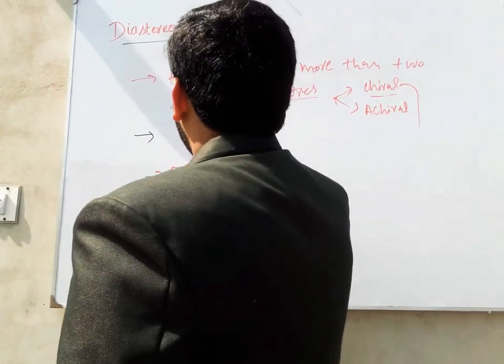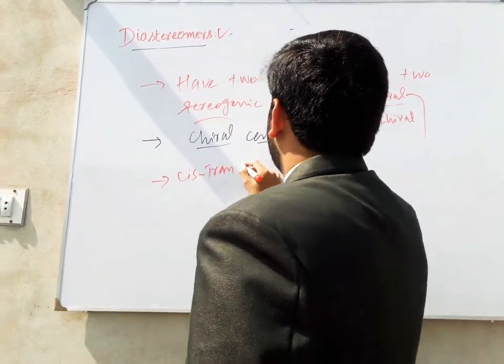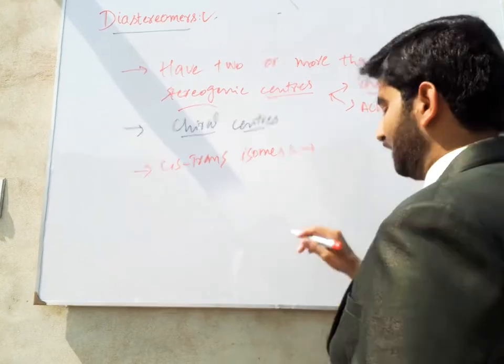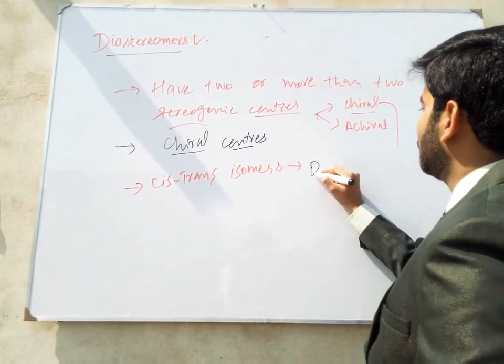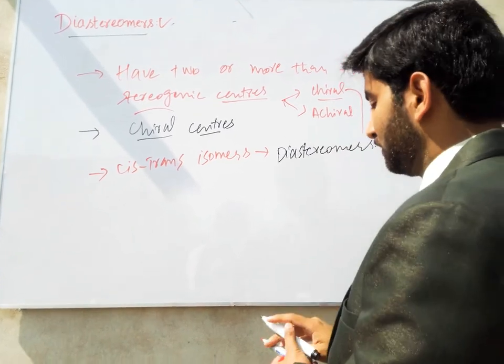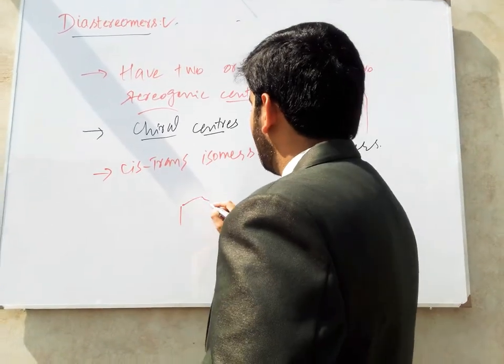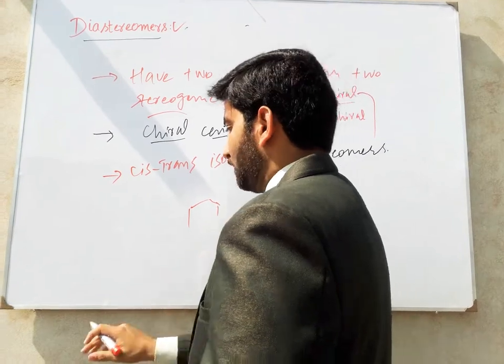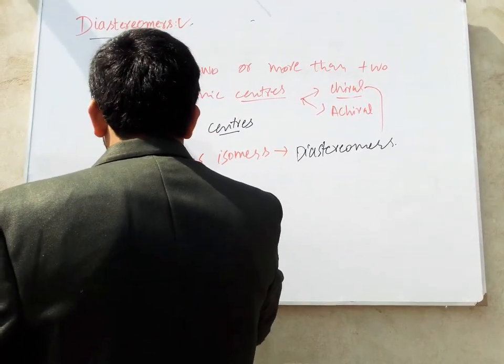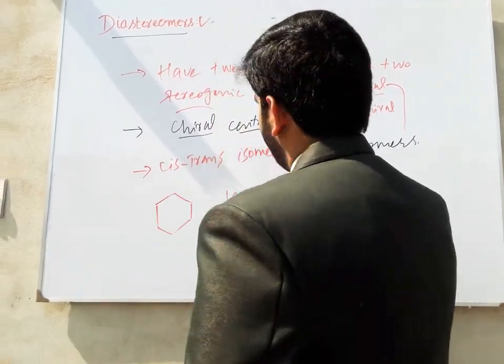We also say that cis-trans isomers are non-superimposable, non-mirror images of each other, so they are diastereomers. For example, we have a cyclic molecule like this, and I place some mirror here.